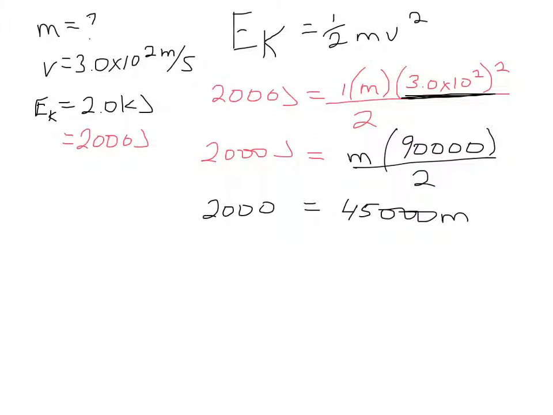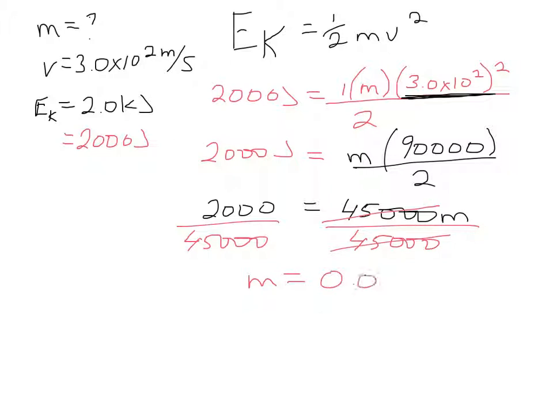Now it's a little bit easier to rearrange. I have to divide both sides by 45,000. That 45,000 cancels out. I get my answer that my mass is equal to 0.044 kilograms. Because I want this to look like a more usable number, I can change that into grams to say that it's equal to 44 grams.